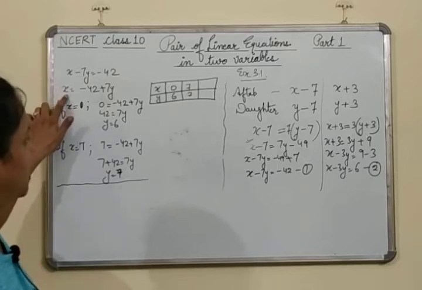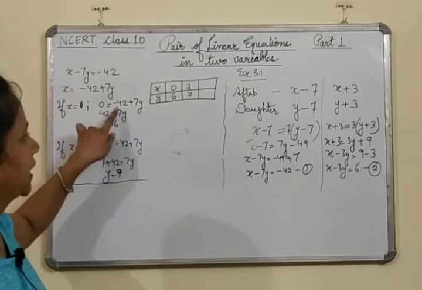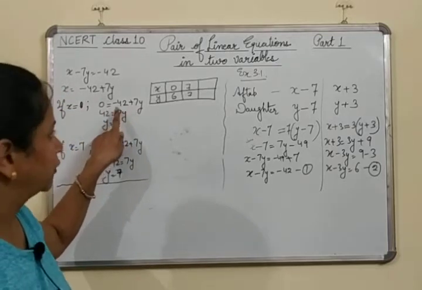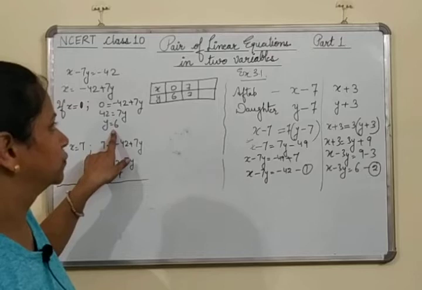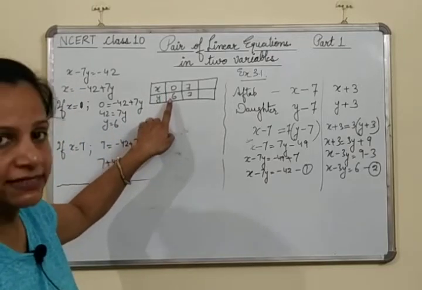Suppose I have given x as 0. If I put x as 0, I get minus 42 plus 7y. And on solving this, we get y is equal to 6. That means when x is 0, y is 6.